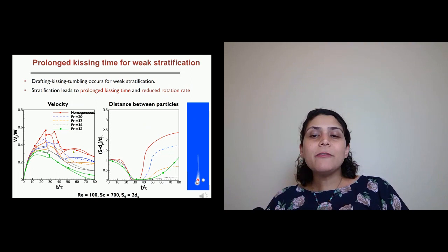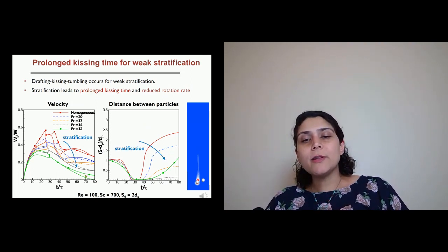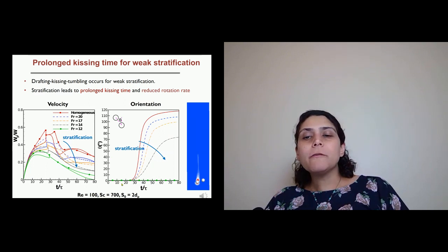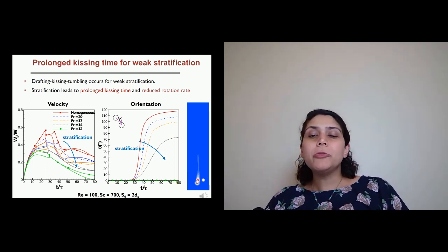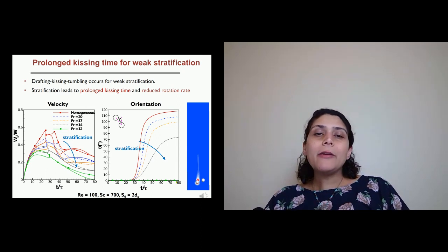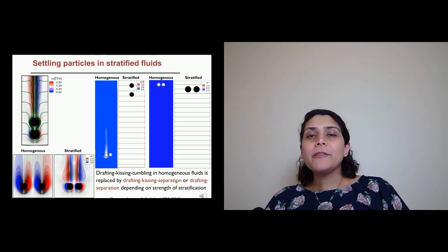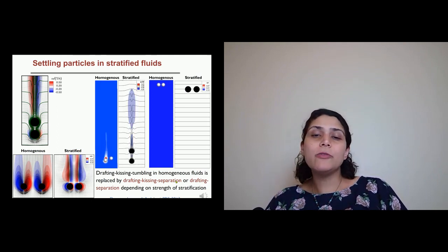As you increase the stratification, not only is the settling velocity of these particles slowed down, but also their separation distance is less, and they tumble far less. In fact, there's a critical Froude number, a stratification beyond which you do not see any tumbling. So rather than seeing drafting, kissing, and tumbling, you would see what I call drafting, kissing, and separation. The particles do not tumble; they collide and separate and eventually move together if the stratification is strong enough.